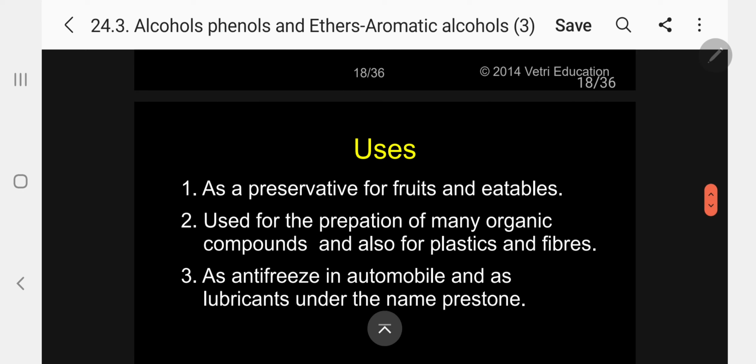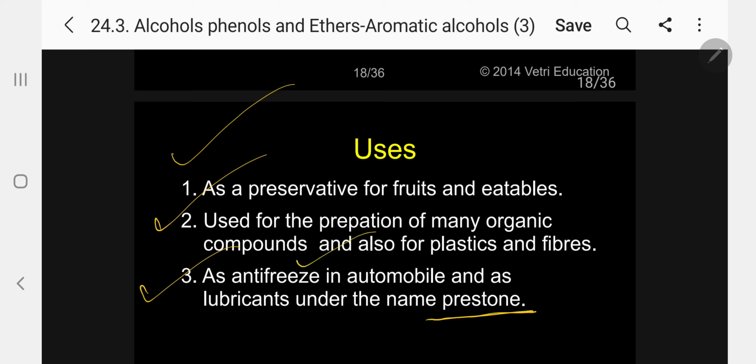Next, let me come to uses. The glycol is used as a preservative for fruits and eatables. Number 2, used for preparation of many organic compounds and also for plastics and fibers. The most important is as antifreeze in automobiles and as lubricant under the name Prestone. Prestone, kindly follow. Antifreeze in automobiles.